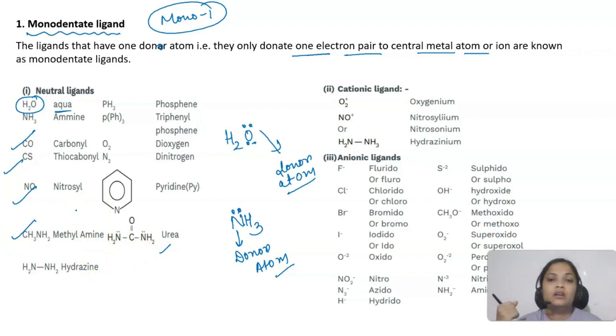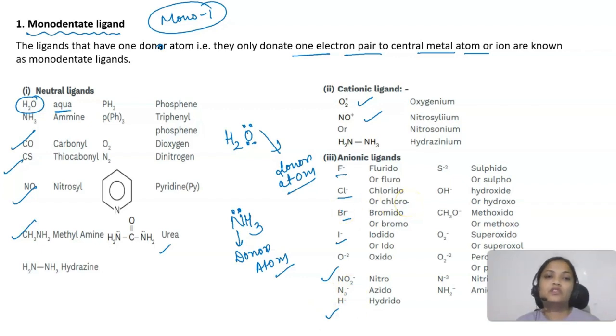Okay. Now in cationic we have O2 plus, NO plus. Okay, these are cationic ligands. Then anionic ligands may be your negative ions, mainly fluoride, chloride, bromide, iodide. Okay, so you know they are electron rich. O2 negative, NO2 minus, nitro, azido, hydrido, sulfido, like S2 minus. So these are monodentate. Try to understand.